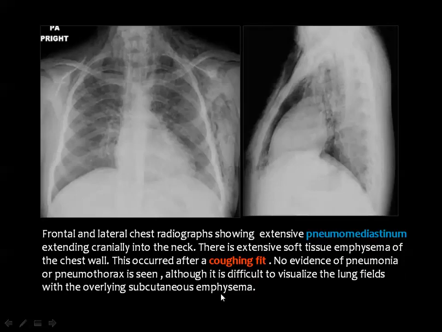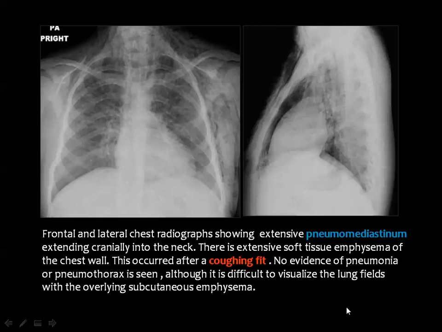Then in this patient, you have extensive air in the chest wall, which is known as subcutaneous emphysema or surgical emphysema, and you have tracking of air into the soft tissues of the neck, which, in my opinion, is one of the good signs to judge the presence of pneumomediastinum. This patient had a coughing fit, and after that these extensive areas of surgical emphysema and pneumomediastinum developed.